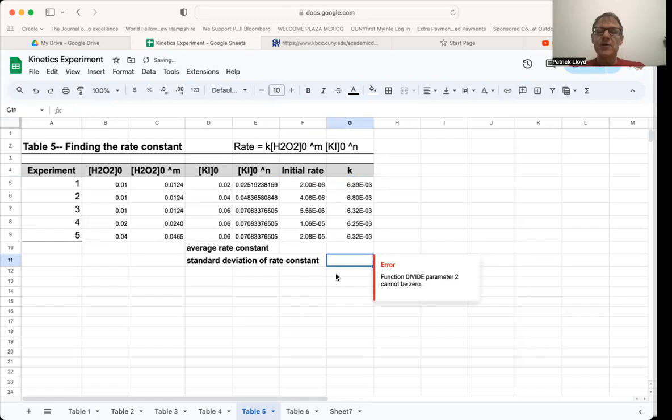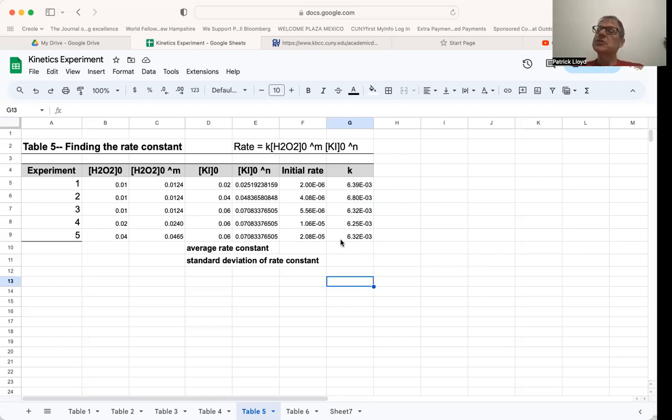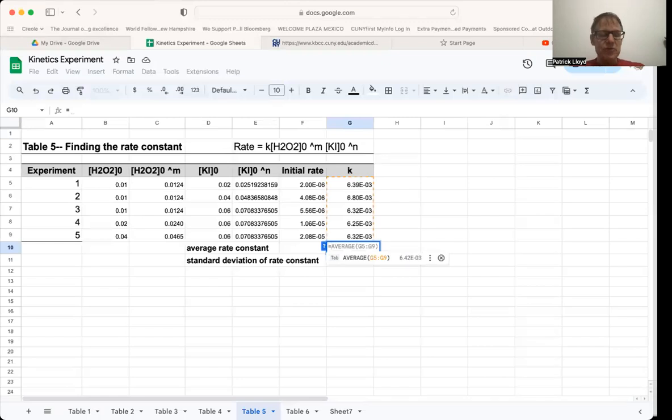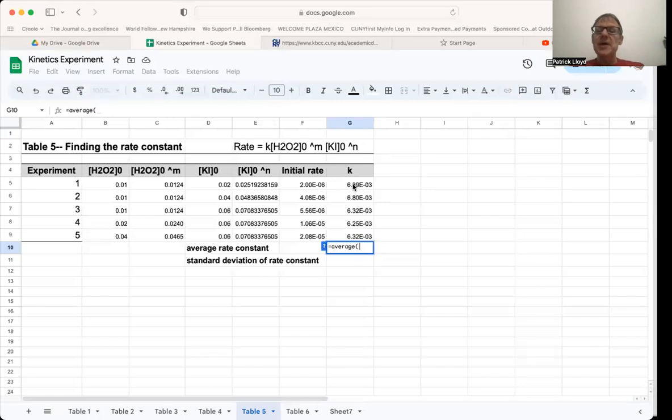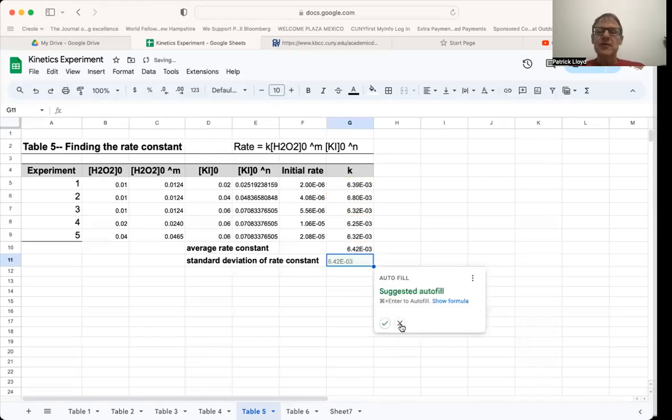Now notice what we get here. If you look at those values, they're all relatively similar, right? 6.39 times 10 to the minus 3, 6.8 times 10 to the minus 3, 6.32 times 10 to the minus 3. They're pretty close to each other. So when we have multiple measures of the same parameter, we can do just an arithmetic mean. So equal sign average. You have to actually type out all the way average, parentheses, highlight the cells you want to take the average of, close the parentheses. And there you go. There's our average.